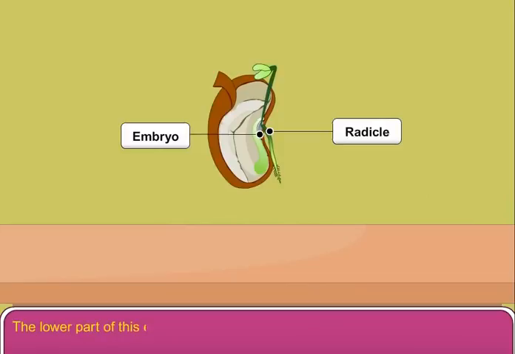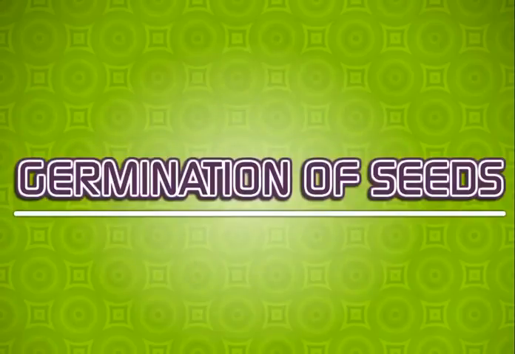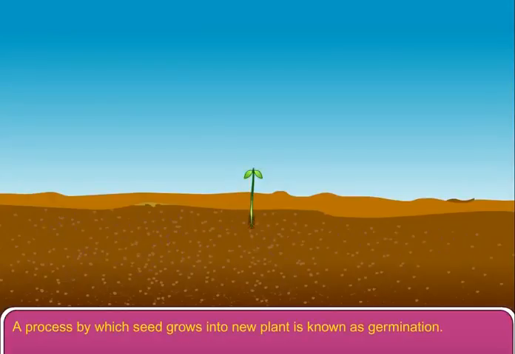The lower part of this embryo is known as radicle that grows to form the root system. The upper part of this embryo is known as plumule that grows to form the shoot system of the new plant. Germination of seeds. A process by which a seed grows into a new plant is known as germination.